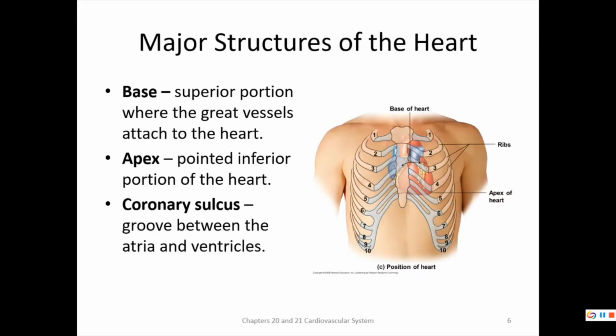Now, there is the base and the apex, which we've already talked about. The base is the superior part, and that's where all the great vessels are attached. That's where you're going to find your aorta and vena cava coming from the base or attached to the base. The apex is the bottom part, very pointed and inferior.